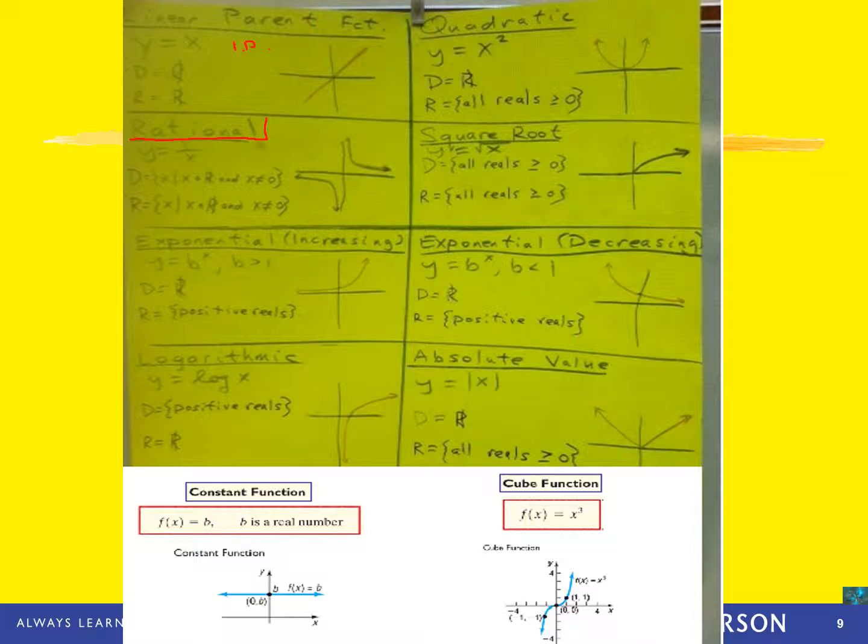There's the absolute value function. And one other that might have been among the slides here, the constant function. And down here you can see the constant function has a graph which is a horizontal line. For f of x equals b, where b is a real number, that horizontal line will be b units above the x-axis. Of course, for b negative, the horizontal line will be below the x-axis.